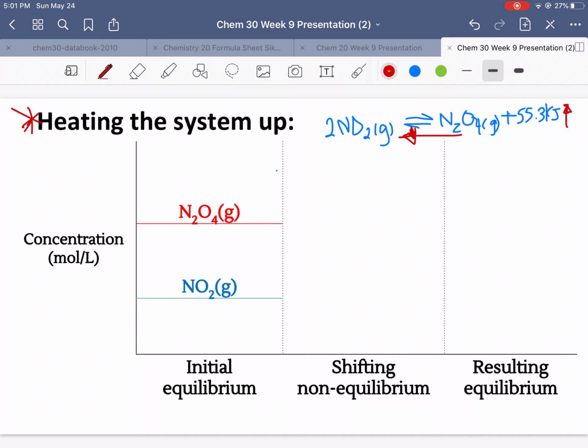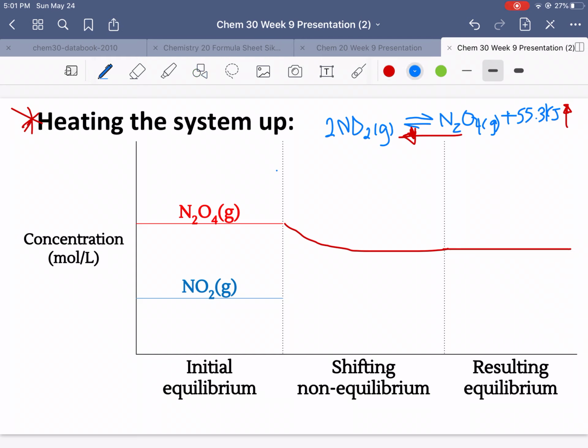But that dinitrogen tetraoxide is going to decrease because we're using it up as we use up the added energy. And it's going to go down by about a factor of 1. So I'll try to draw in something similar to that until it flattens out for the resulting equilibrium.